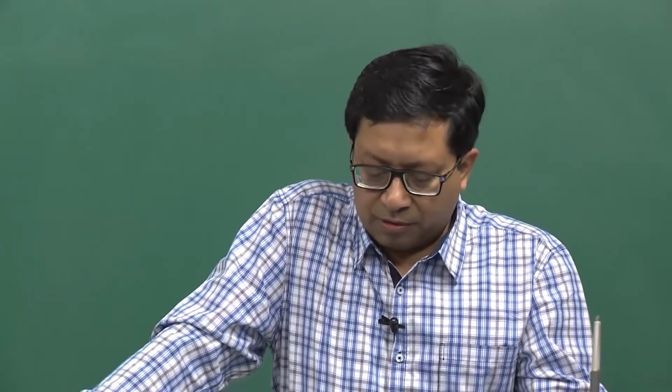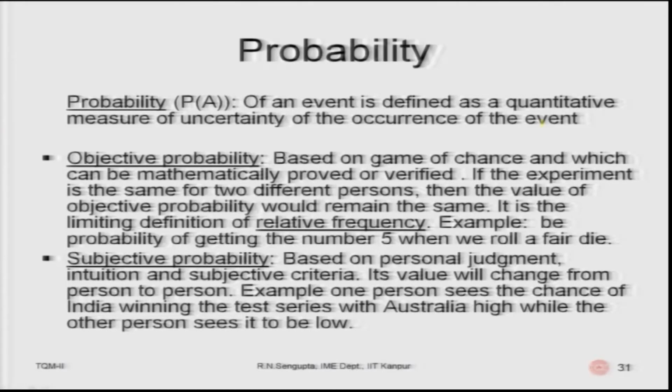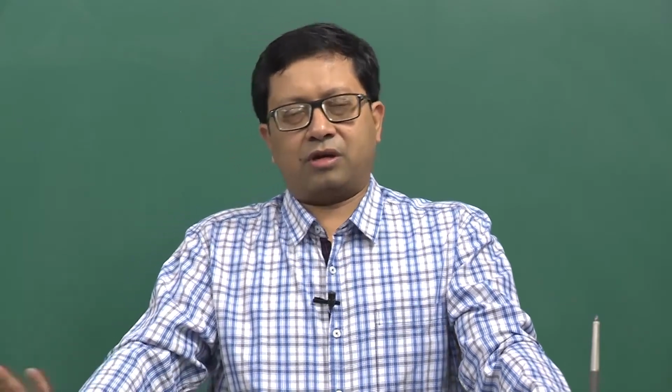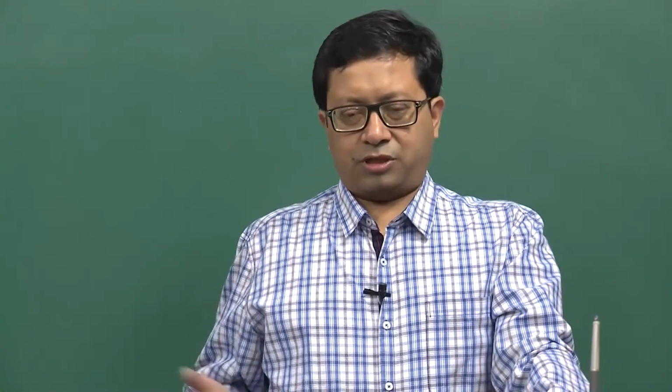Subjective probability is based on personal judgment, intuition and subjective criteria. Its value will change from person to person. For example, one person sees the chance of India winning a test series against Australia as high, while the other person sees it as low. So, obviously it is subjective. It cannot be based on some underlying sound theoretical or mathematical concept on which we can pass judgment.